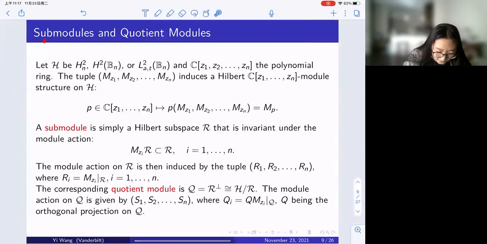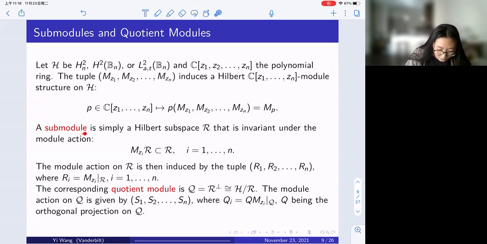So let me start by defining submodules and quotient modules. If you let H be either the Drury-Arveson space or the Hardy space or the weighted Bergman spaces, then this tuple M_{z_1} to M_{z_n} induces a module structure over the polynomial ring, which essentially is a homomorphism from the polynomial ring to the bounded operators on those spaces. So every polynomial is sent to P of those, which is essentially just the pointwise multiplication by the polynomial.